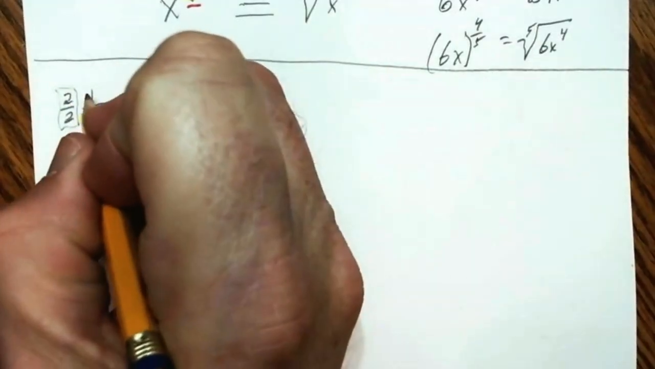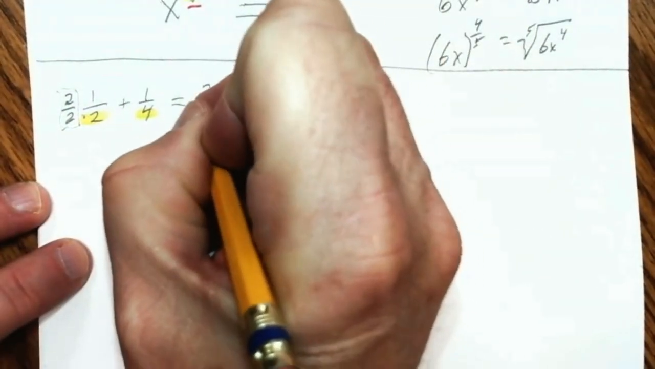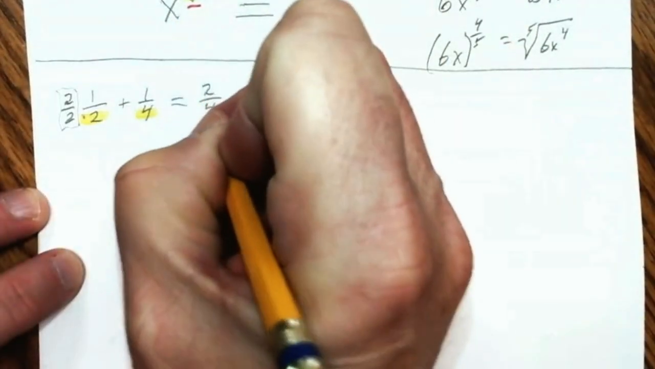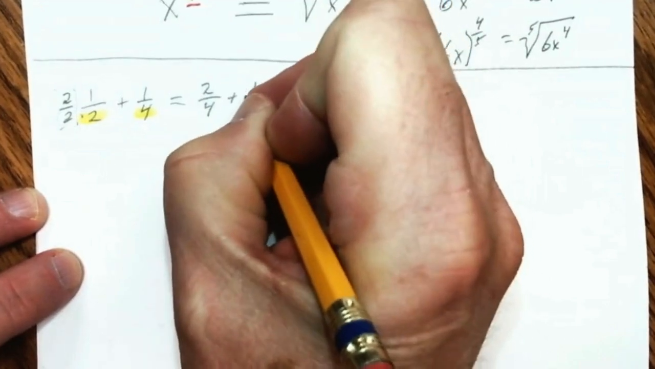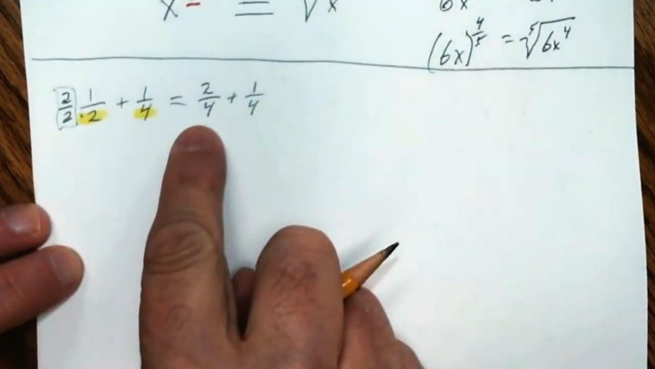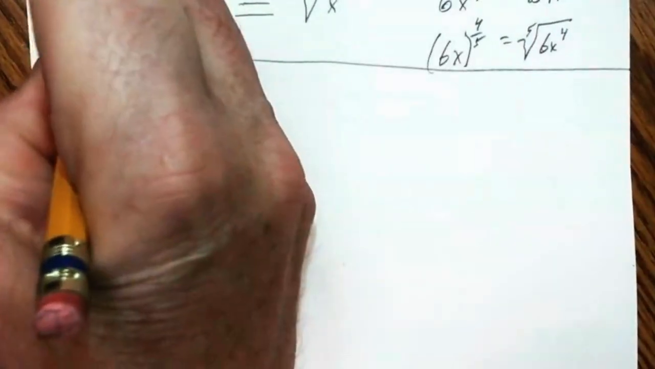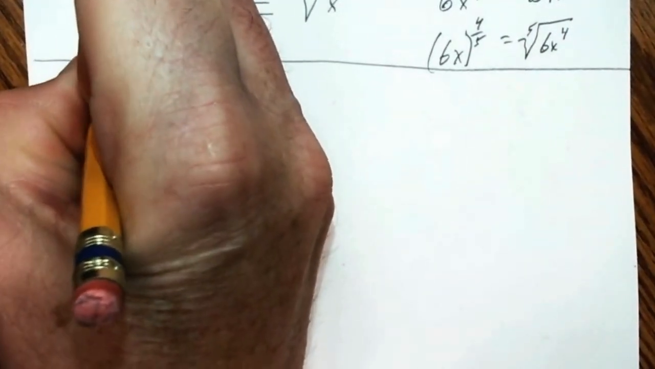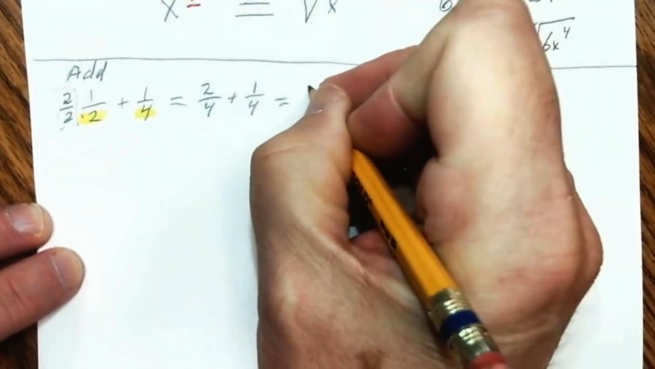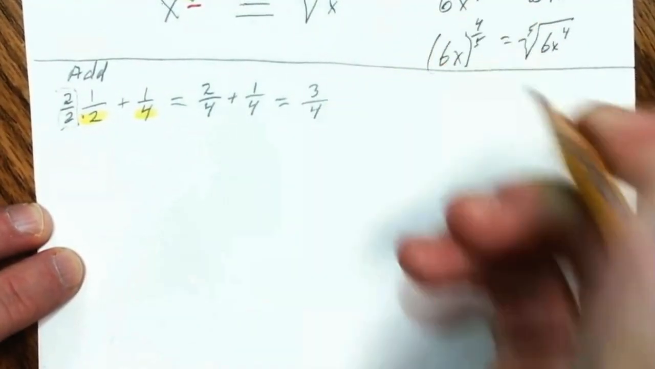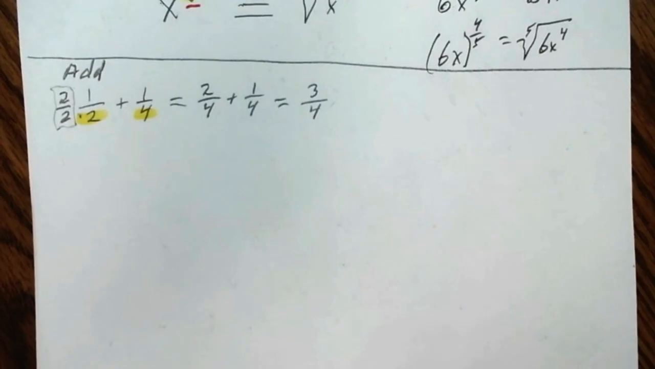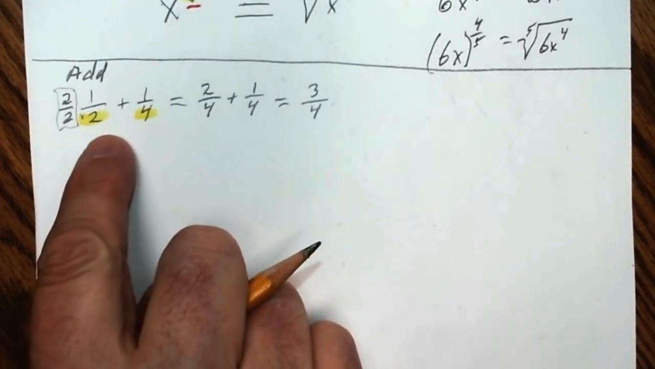So 2 times 1 is 2. 2 times 2 is 4. And now I can add the 1/4 to it. 2/4 plus 1/4. So let me write this. Adding would be 3/4. So to add, the denominators have to be the same.